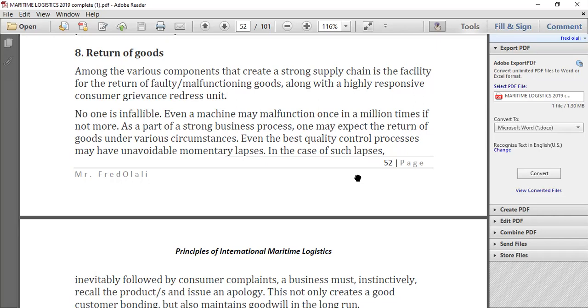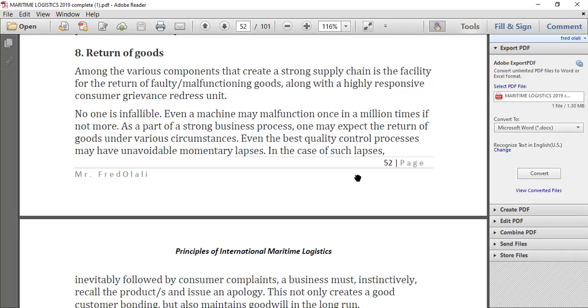It means that anybody can find himself on the wrong side. So even a machine may malfunction once in a million times, if not more. So as a part of the strong business process, one may expect the return of goods under various circumstances. So even the best quality control processes may have unavoidable momentary lapses.